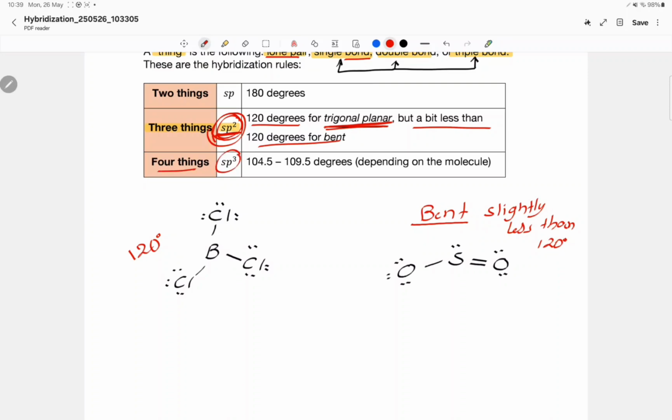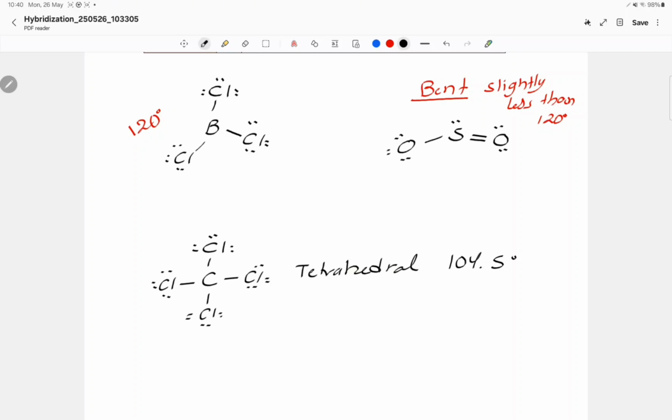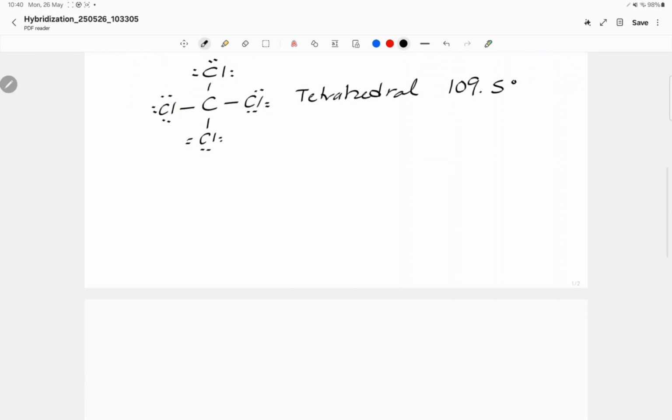Four things would be sp3, ranging from 104 to 109.5. So, for example, if I'm talking about CCl4 with dots on the Cl, here we have 1, 2, 3, 4. That's basically four things, which means sp3 hybridization, the geometry is going to be tetrahedral, and the angle is going to be 109.5 degrees.